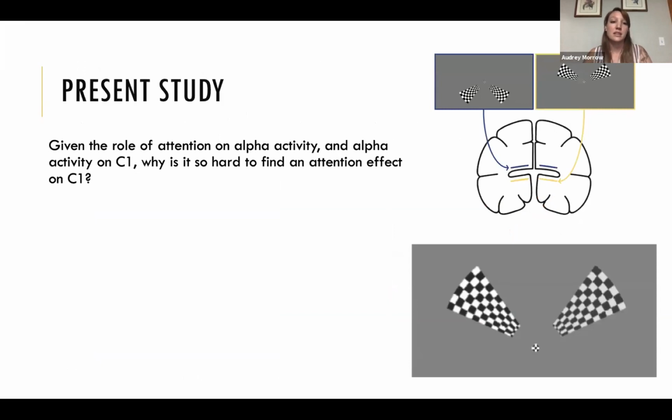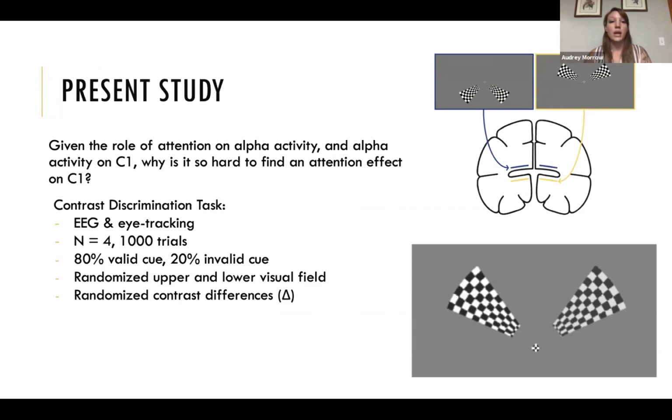So our question is, given the role of attention on alpha activity, and then also alpha activity on C1, we're wondering why it's so hard to find this attention effect on C1. Our goal was to use these big, bold checkerboard stimuli to elicit a large C1 response to see if we can get at this maybe nuanced effect of attention on C1. We had participants engage in a contrast discrimination task where they were presented a cue that indicated whether they should shift their attention to the upper or lower visual field with 80% validity. So on 20% of the trials, the stimulus appeared in the opposite visual field.